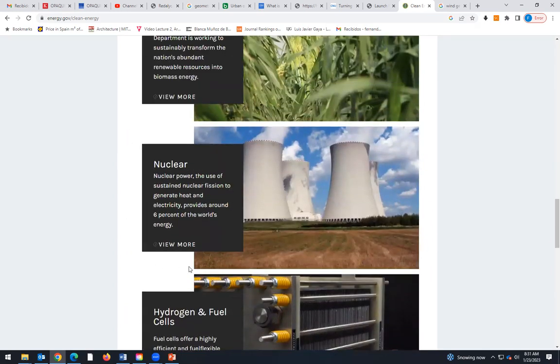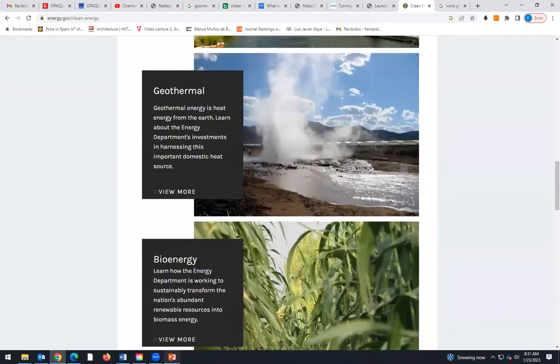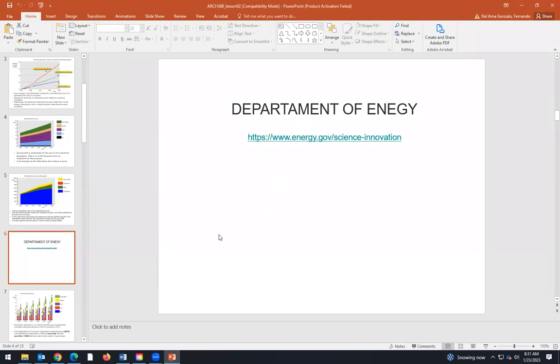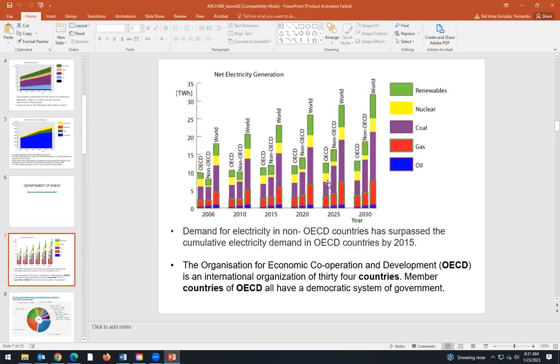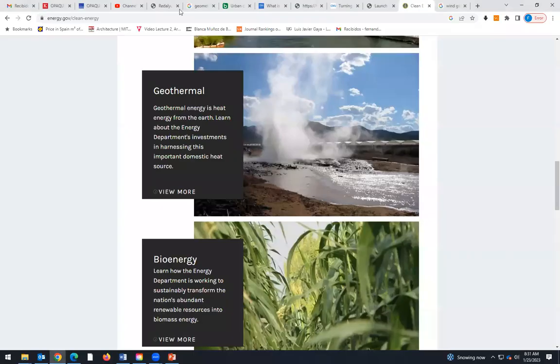Nuclear would be great, but the trend is that only about 10 to 20% of the energy that we generate in the world comes from nuclear plants. Anyway, we need to know where we are. And this is something interesting. We have net electricity generation, and there's a difference between OECD countries and non-OECD countries. What is this OECD?